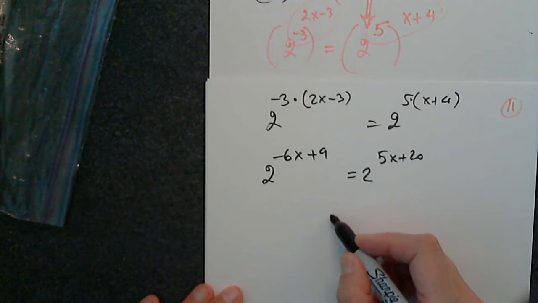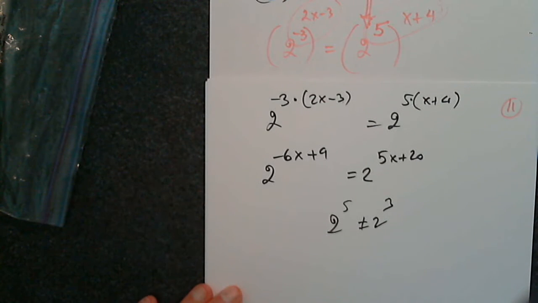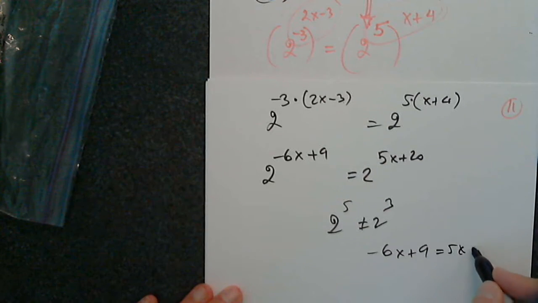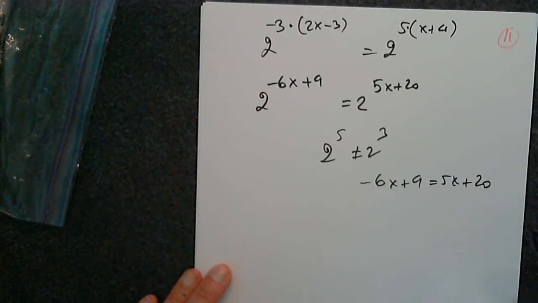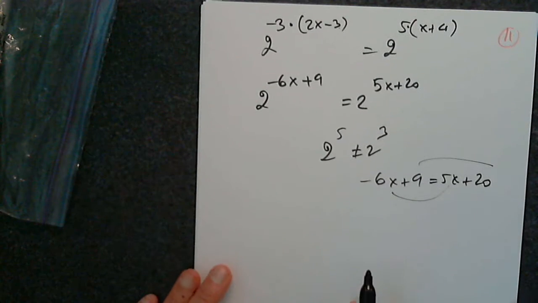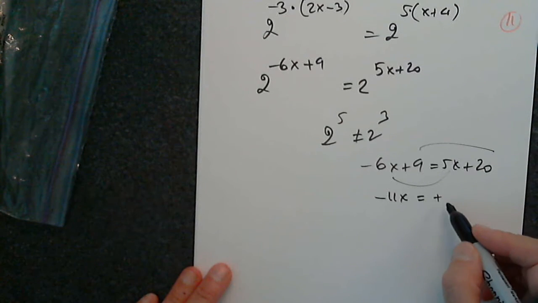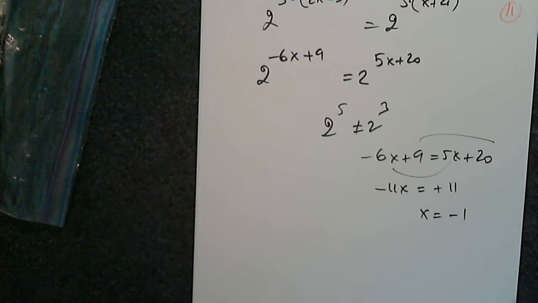Because you understand, 2 to the 5th does not equal 2 to the 3rd. It's not possible. So then negative 6x plus 9 must equal 5x plus 20. I subtract 5x and I subtract 9. So negative 11x equals, look at that, positive 11. Negative 1 is the answer.